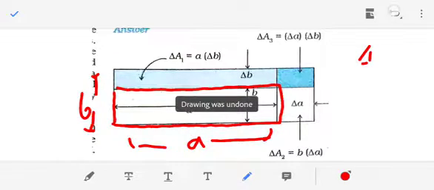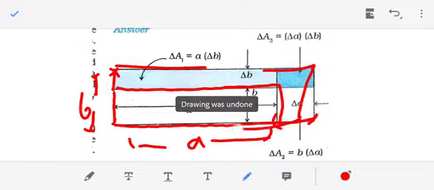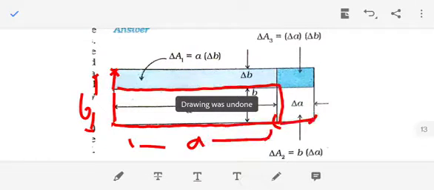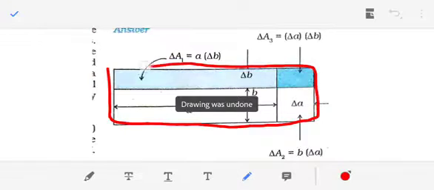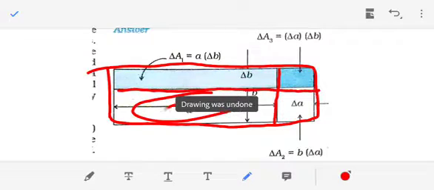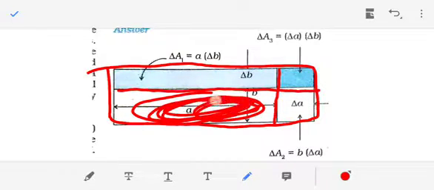So due to that, both the directions will increase now. A will increase by delta A amount and B will increase by delta B amount. So this will be the new shape of the body, this complete will be the new size. We can divide this new shape into 3 sections. This was the original area, and this is the new area.